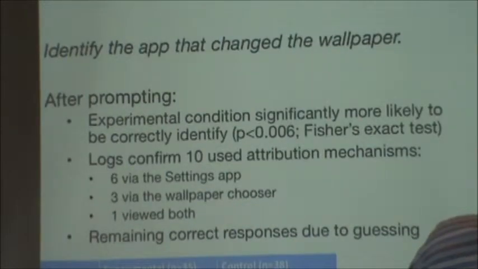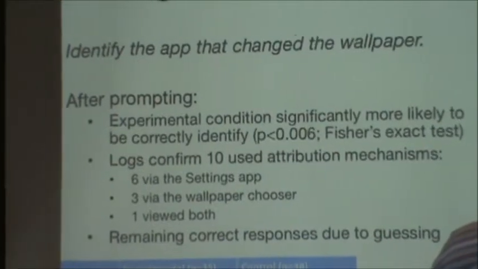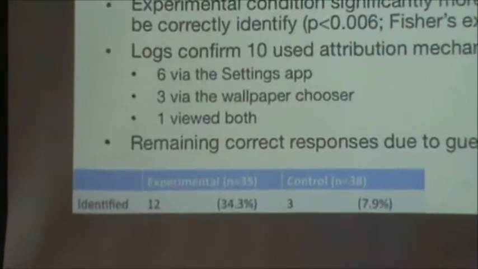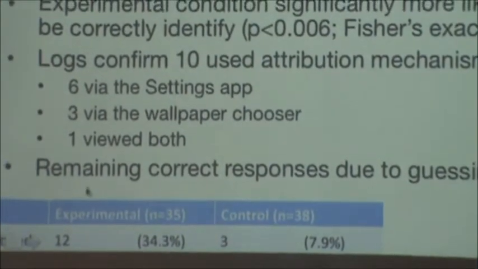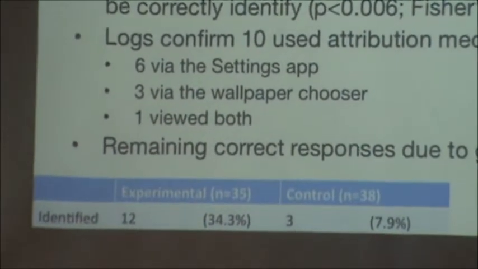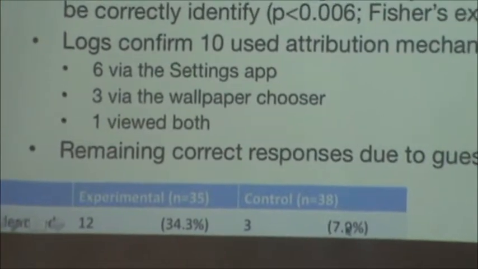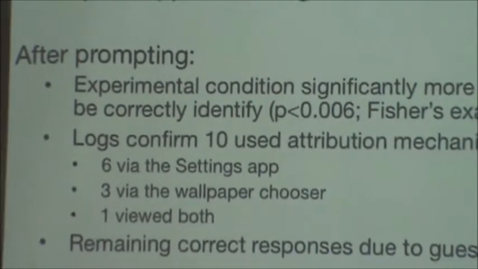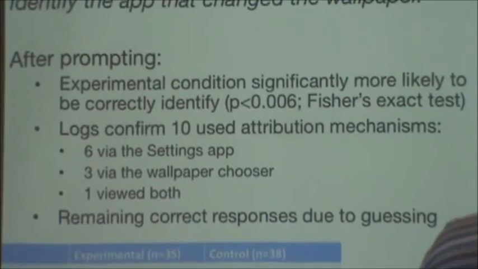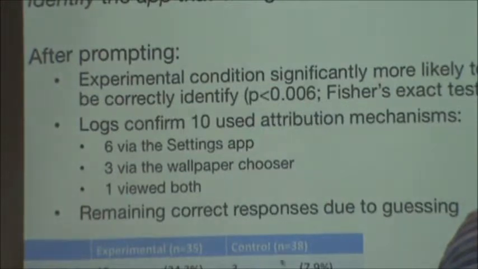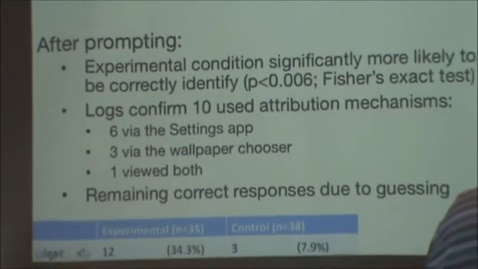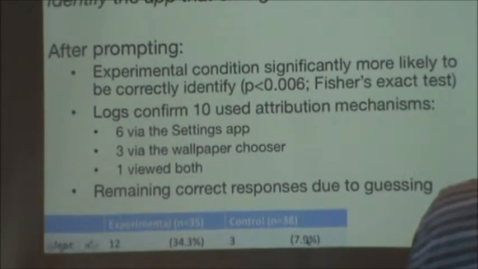Regarding the wallpaper change, we again found that they were significantly more likely to correctly attribute the misbehavior in the experimental condition. Again, the logs confirmed that they used the attribution mechanisms, but the overall numbers were a lot smaller. In this case, there were only 34% versus about 8%. Now the question is, how does this differ from the expected value of random guessing before? Well, what we found in the exit survey is that this is actually significantly less than random guessing.